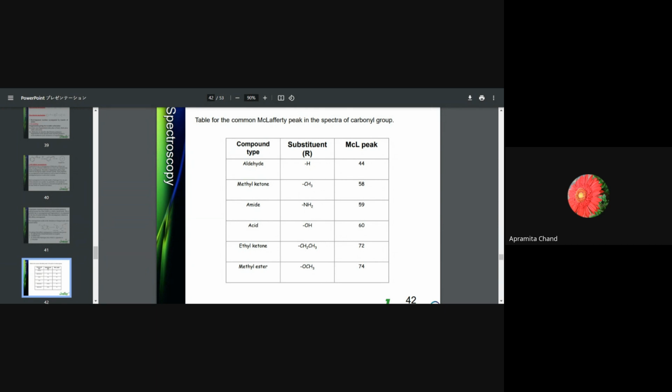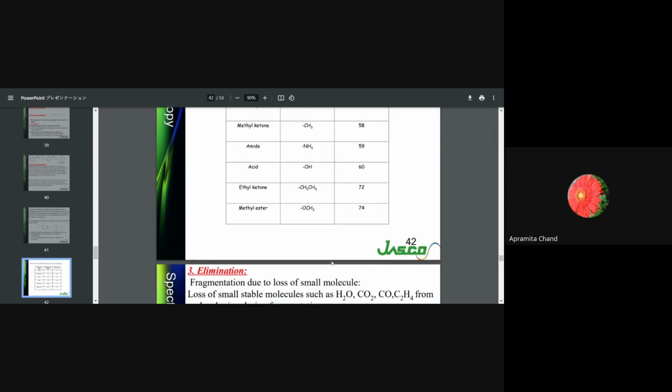अगर एल्डिहाइड है और you are getting a peak at 44, आपको इमीडिएटली सोचना है कि ये मैक-लैफर्टी की वजह से है. सिमिलरली मिथाइल कीटोन का 58 पे आता है. If you have an amide you can get a McLafferty peak at 59. ठीक है. So these are the common kinds of McLafferty peaks which you can find in the spectra of carbonyl group.